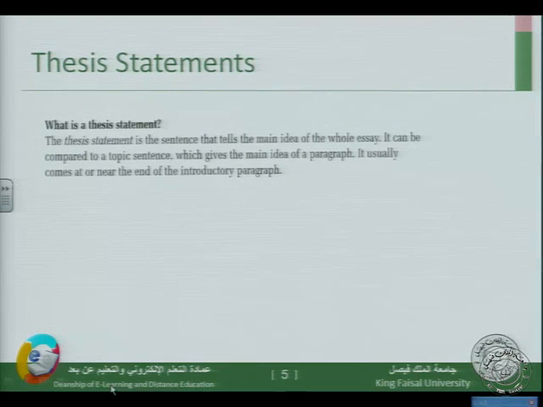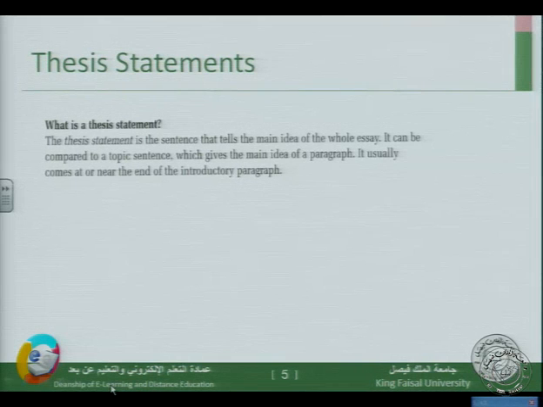One of our major topics was also the thesis statement, and we gave many definitions of the phrase thesis statement. And we said, in short, that the thesis statement is the sentence that tells the main idea of the whole story, of the whole essay. It can be compared to a topic sentence, which gives the main idea of a paragraph.